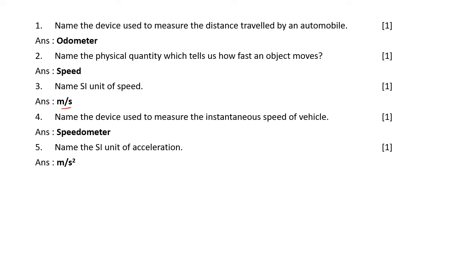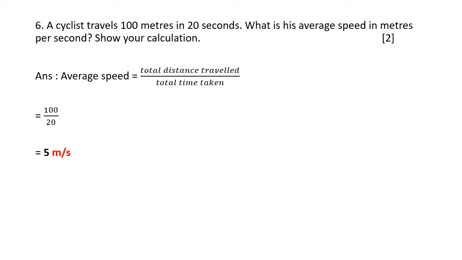SI unit of acceleration is meter per second square. When I say SI unit, it means you always have to write the SI unit. So these are the 1 mark questions, and you have done fairly well in the 1 mark questions. Now we move to the 2 mark question. This also you have almost got it correct.